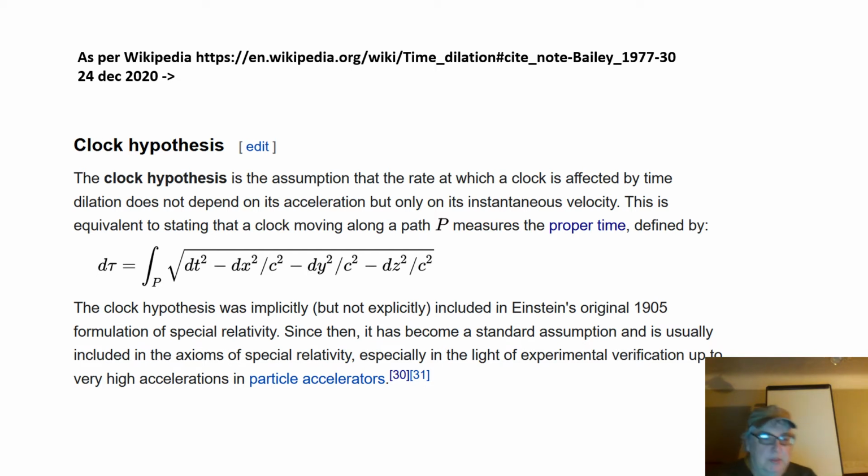The clock hypothesis was implicitly but not explicitly included in Einstein's original 1905 formulation of special relativity. Since then, it has become a standard assumption and is usually included in the axioms of special relativity, especially in the light of experimental verification up to very high accelerations in particle accelerators. So basically the clock hypothesis is an extra assumption. It's kind of like the third assumption.